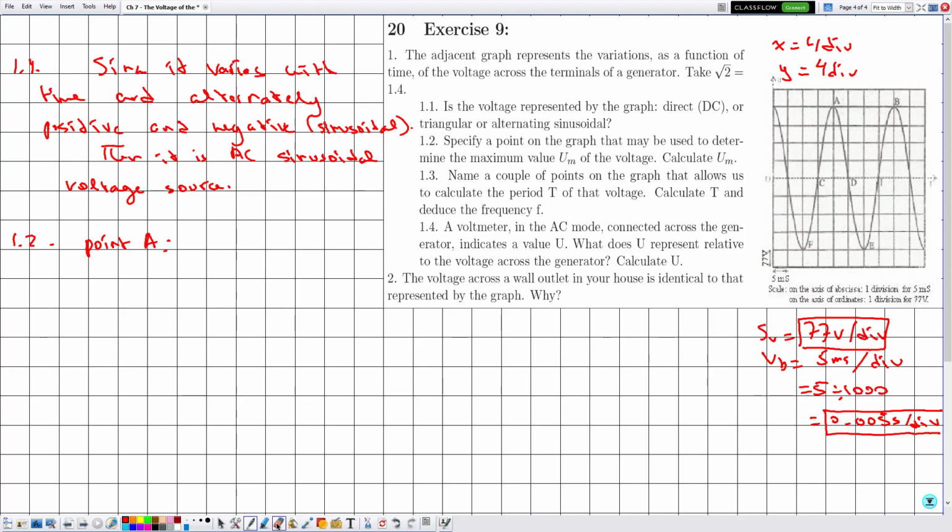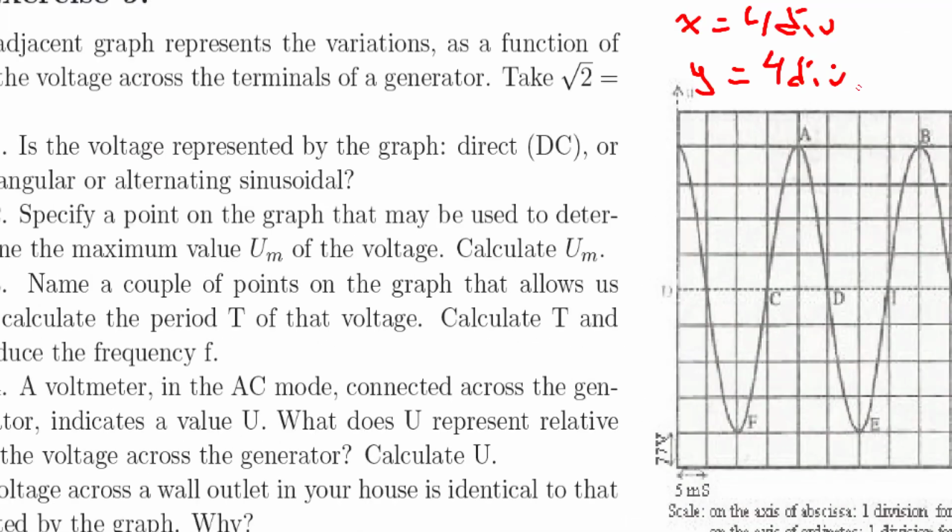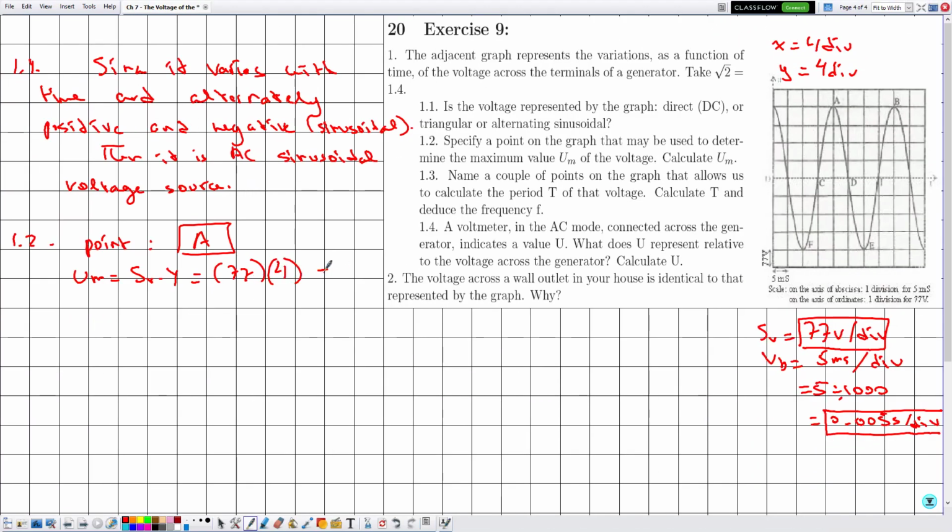Now the point here is A, so this is part of the answer. And they are telling us to calculate UM. We know that UM is given by SV multiplied by Y. The value of SV is given by 77. And the value of Y is given by 4. Now plugging this on the calculator, then the maximum voltage given by this voltage source is given by 308. Since everything is expressed in the SI, the value of UM will be in the SI, which is volts.